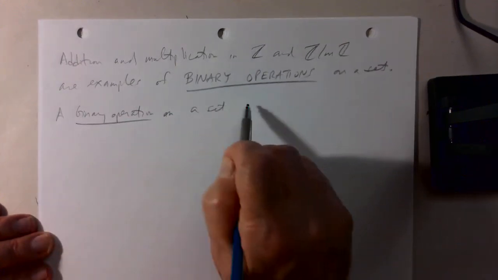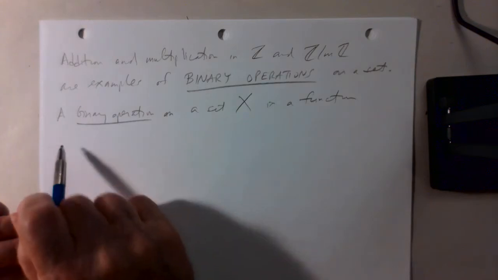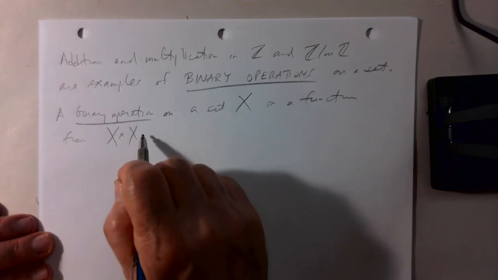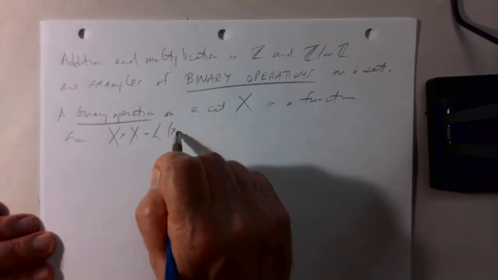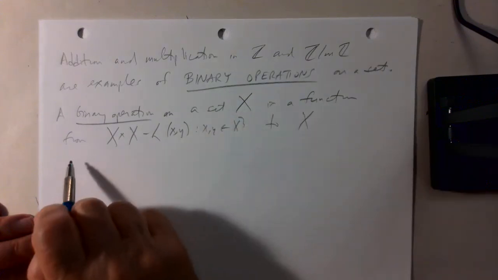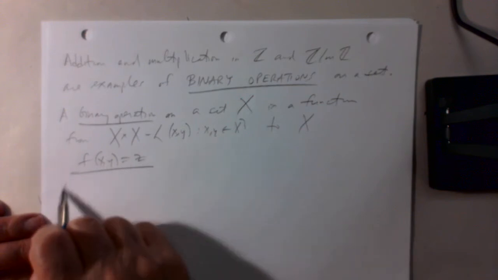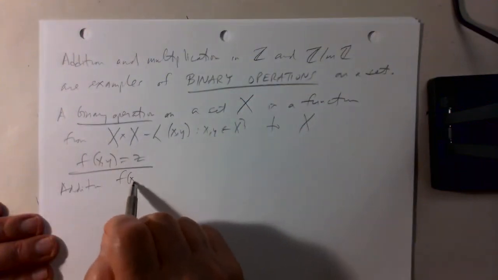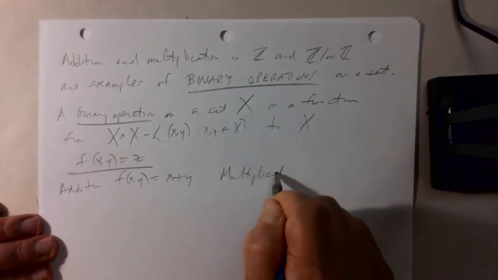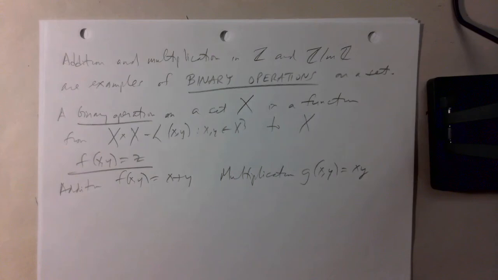on a set, I'll call it X, is a function from the set of ordered pairs of X to X. I mean, just like a function of two variables. f of x, y is some number z. So for example, for addition, f of x, y would be x plus y. For multiplication, well, g of x, y would be x times y. So these are examples of binary operations.